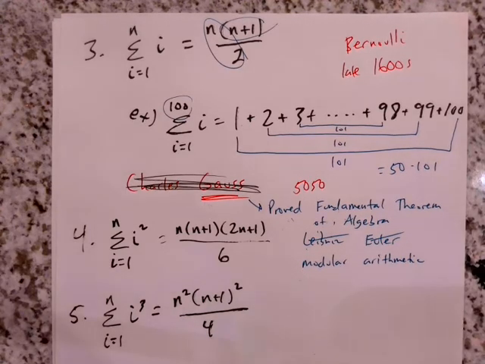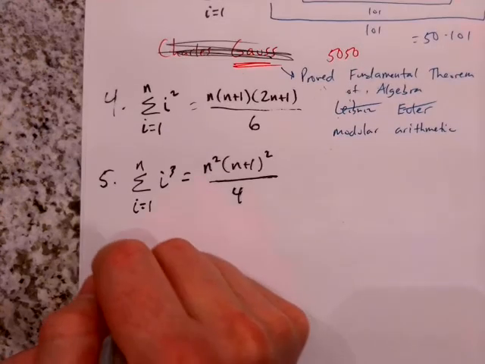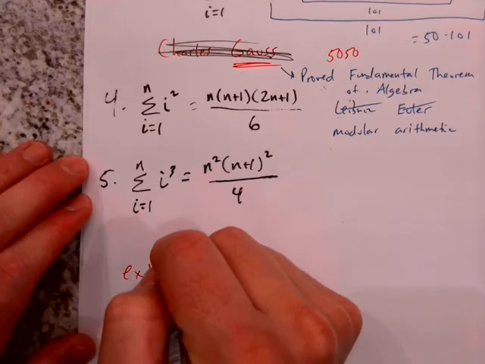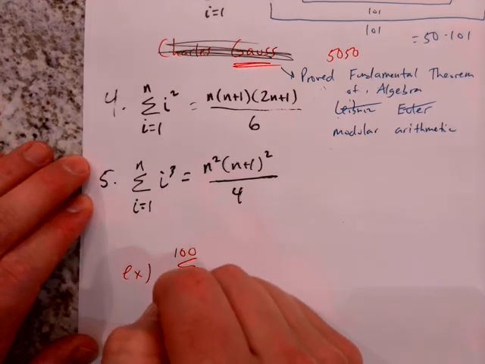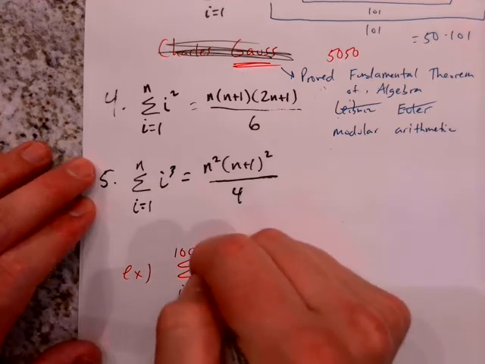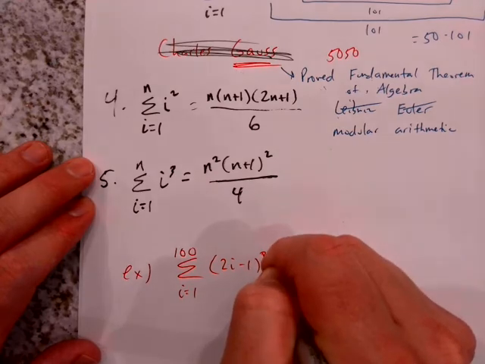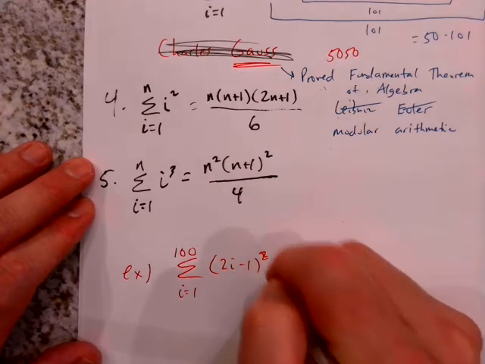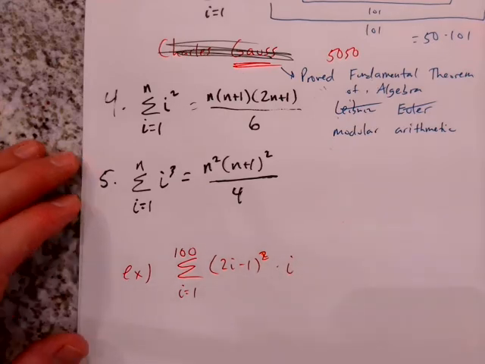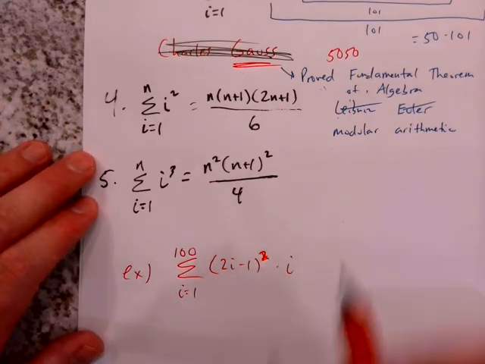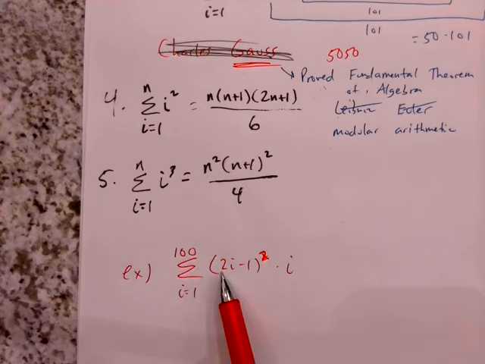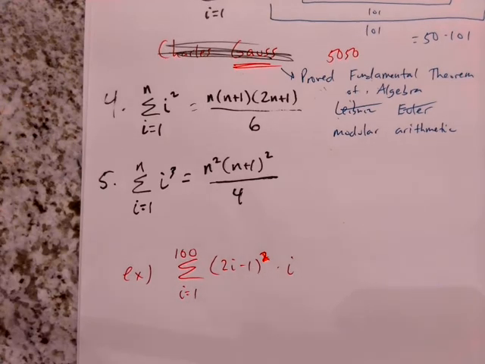So those are the big properties. Let's look at one example, and then we'll move on. So let's find the sum from, we'll say 1 to 100 of (2i minus 1) squared times i. That's a squared right there. So you want to find the sum from 1 to 100 of (2i minus 1) squared times i.